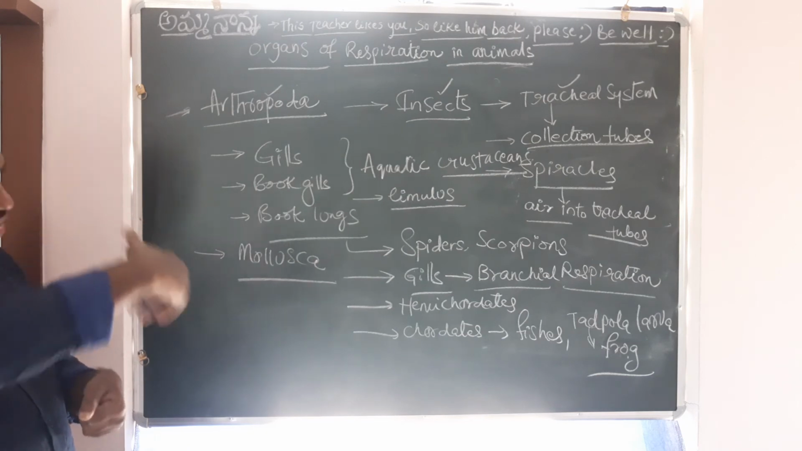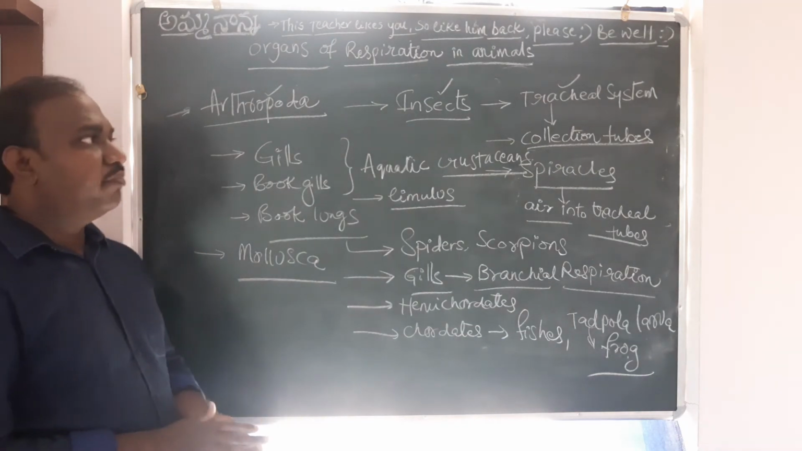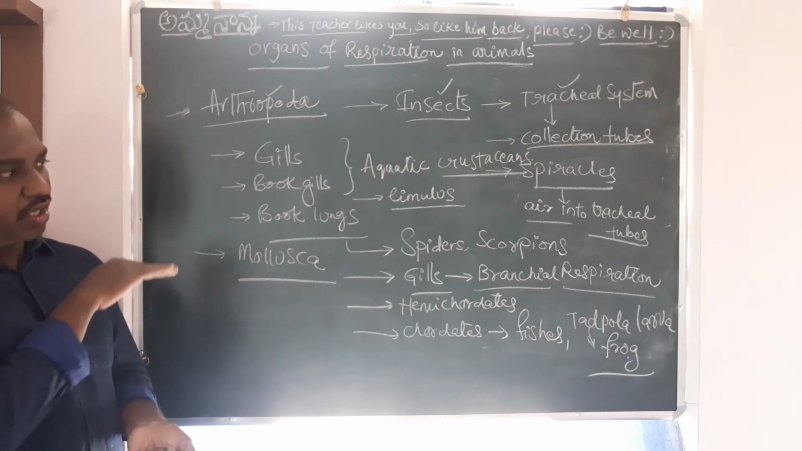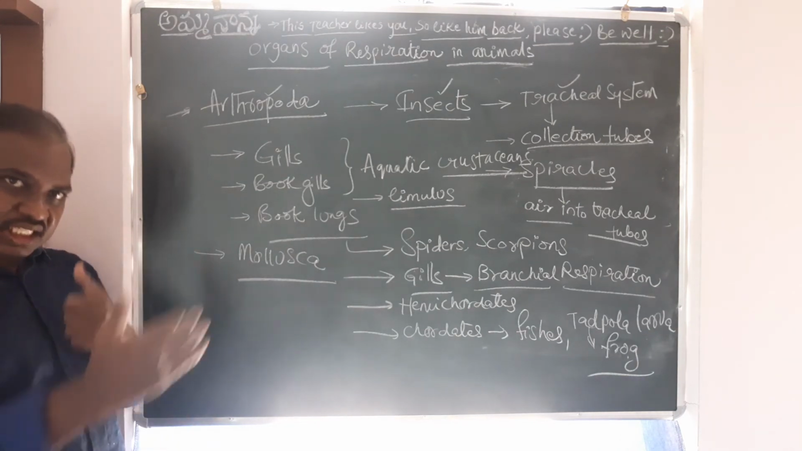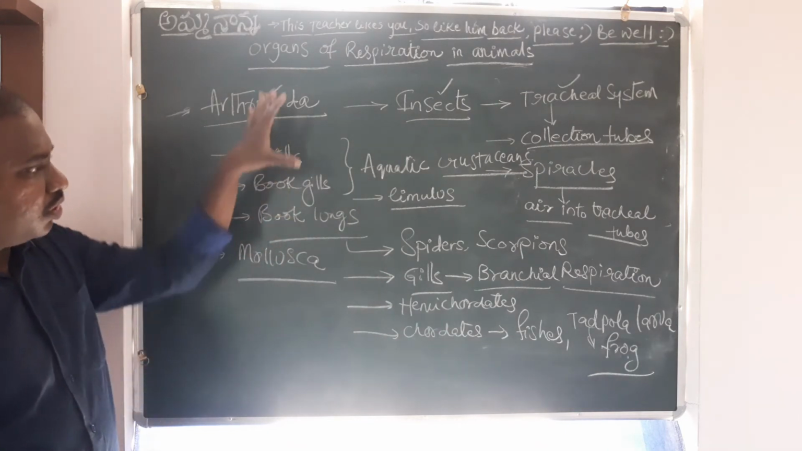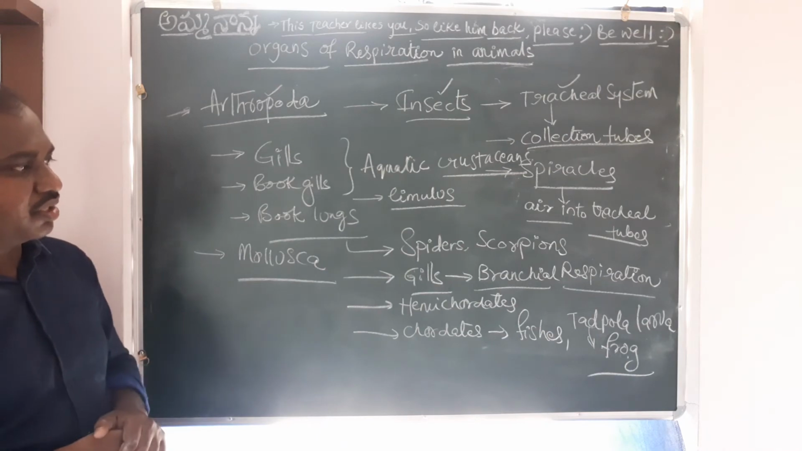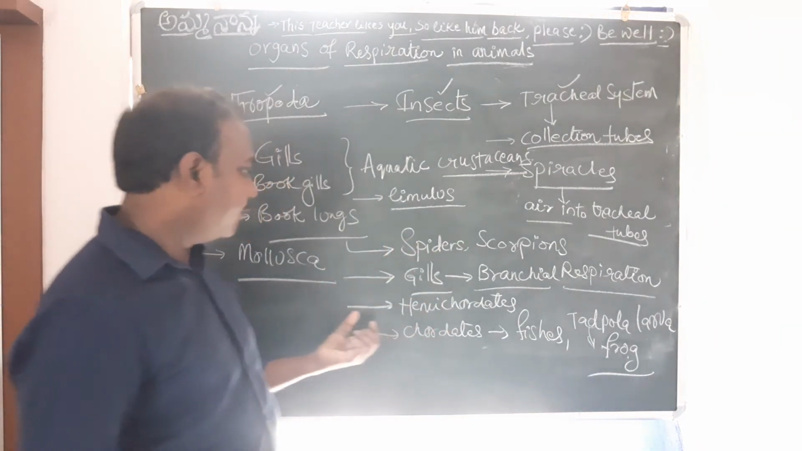Over the surface of all these gill membranes, water flows so that the exchange of gases can happen. So those are the different kinds of gill structures that are present in different sorts of animals.